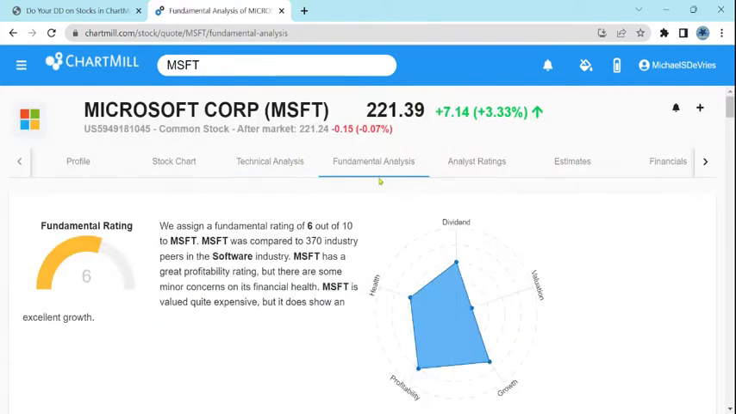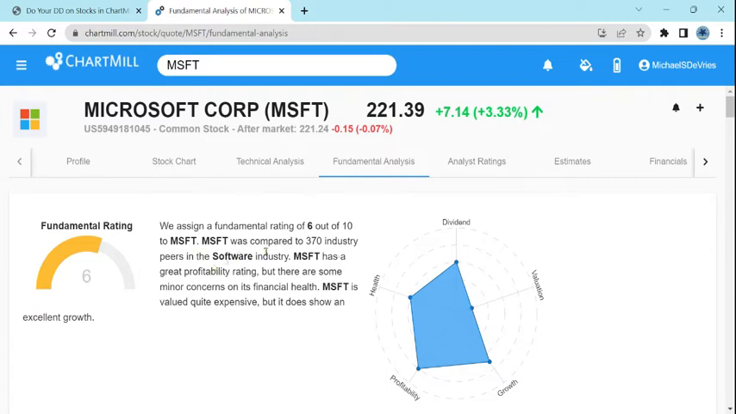Okay, now let's look at all the great data we have on the Fundamental Analysis tab of ChartMill to help us do fundamental analysis on any stock, on any company. So if we click on the Fundamental Analysis tab in ChartMill, right up front we see an overall fundamental rating. As of November 6, 2022 for Microsoft, we're seeing it's getting a 6 out of 10 rating.